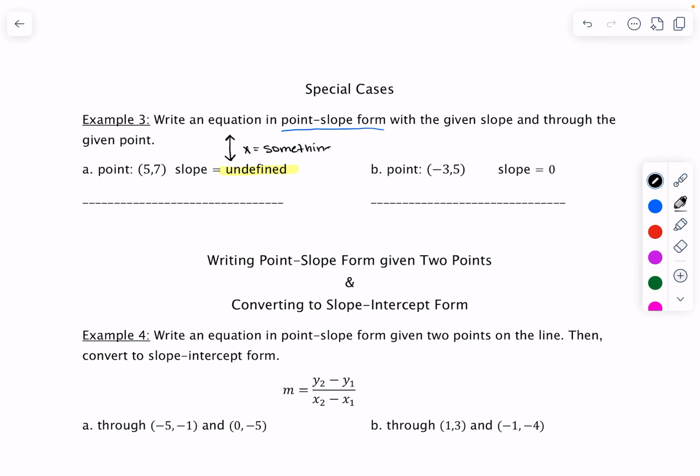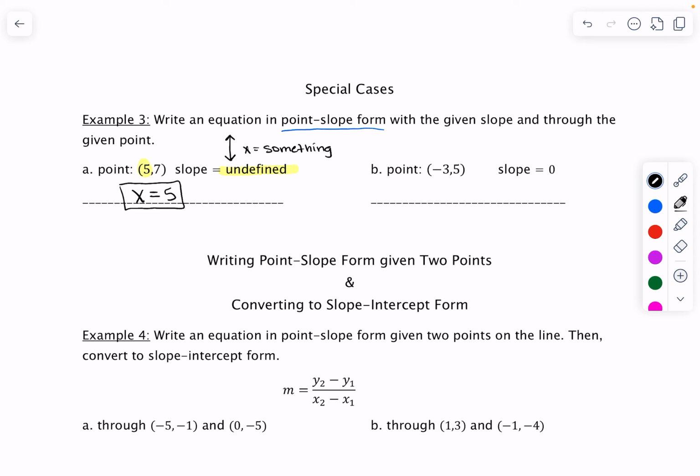So we can sort of throw point slope form out the window here because we're not going to have a y. We're just going to have an x. And when we have an x equals, we're just going to look for the x value of the point. So there's 5, so my equation is x equals 5. It's not in point slope form, it's just its own separate equation.